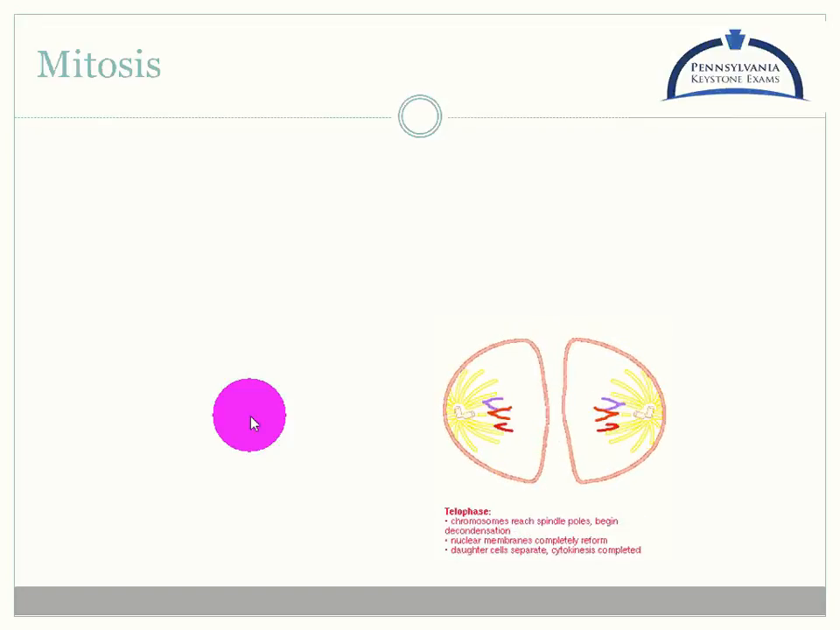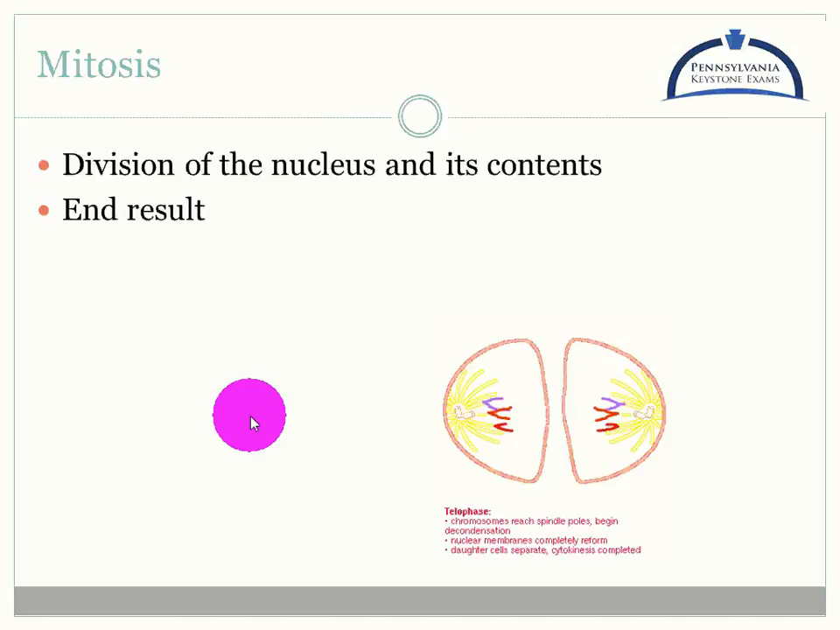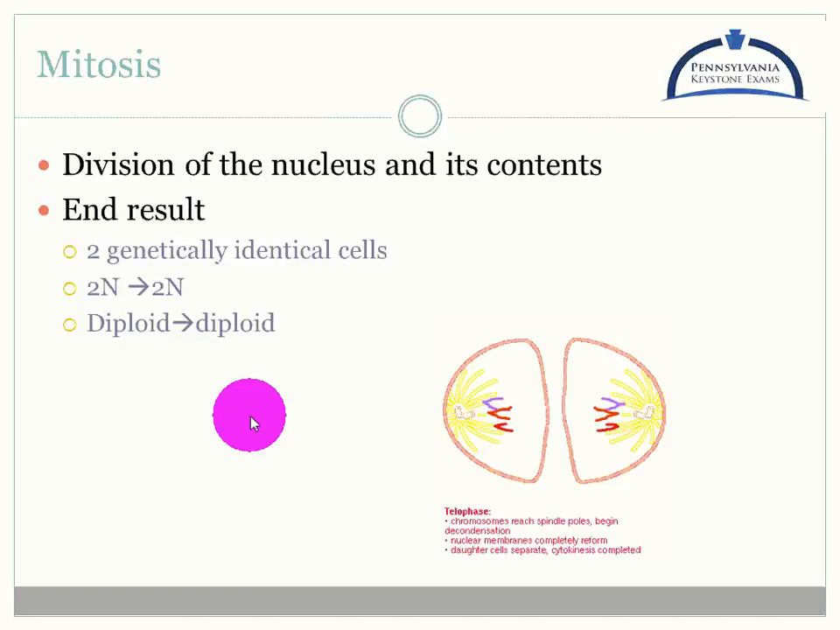looks something like that. There's a lot going on there, so let's break it down a little bit. The idea is when we go through this whole funky process, we want two cells that are exactly genetically the same. I have 2N to 2N here, and that N just means a set of chromosomes.